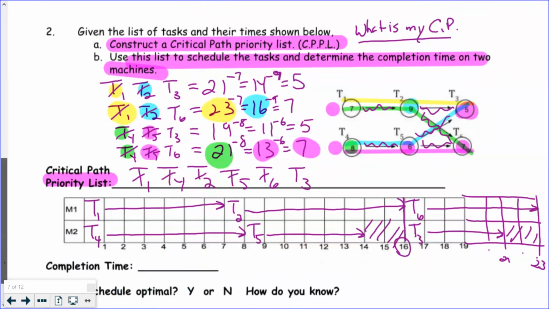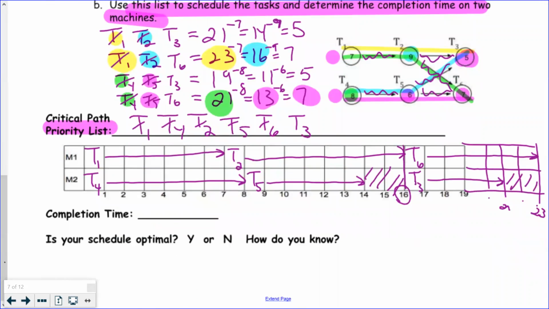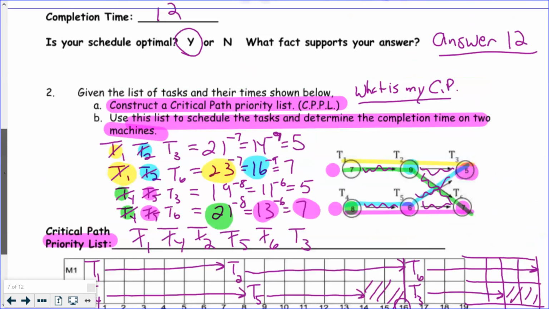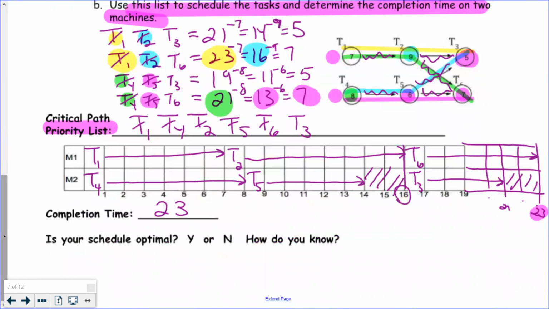So my completion time is what? Yeah, it's 23. It's when everything's scheduled and completed. It happens at hour 23 or minute 23. We don't know our units here. So how do we know whether the schedule is optimal? How do we know in this particular case?